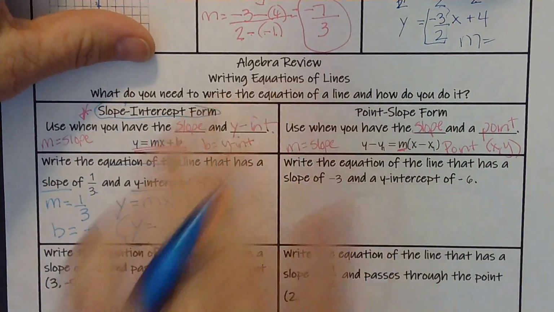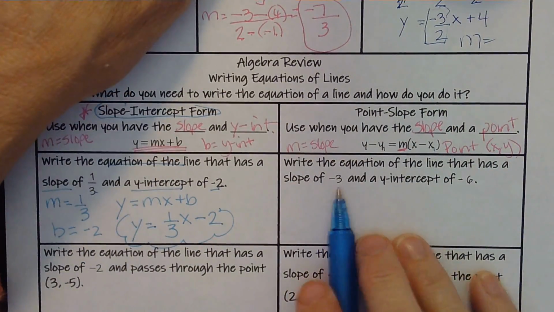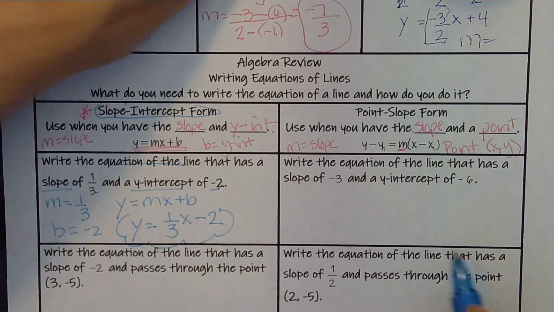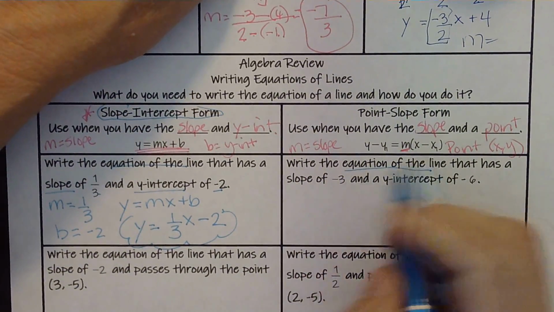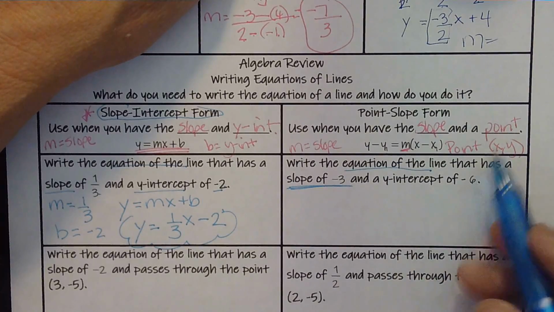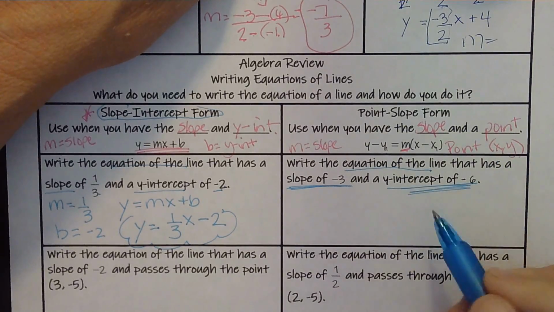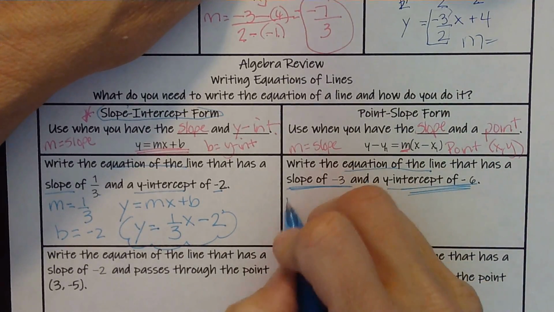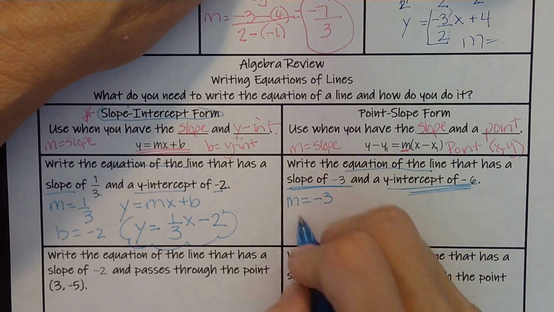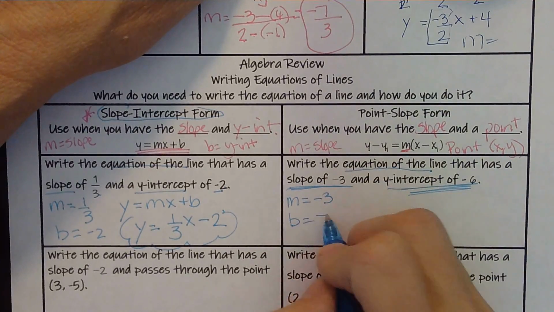Well, let's do another one that has a slope and a y-intercept. I want us to write the equation of the line that has a slope of -3 and a y-intercept of -6. So our slope, -3, and our y-intercept, -6.